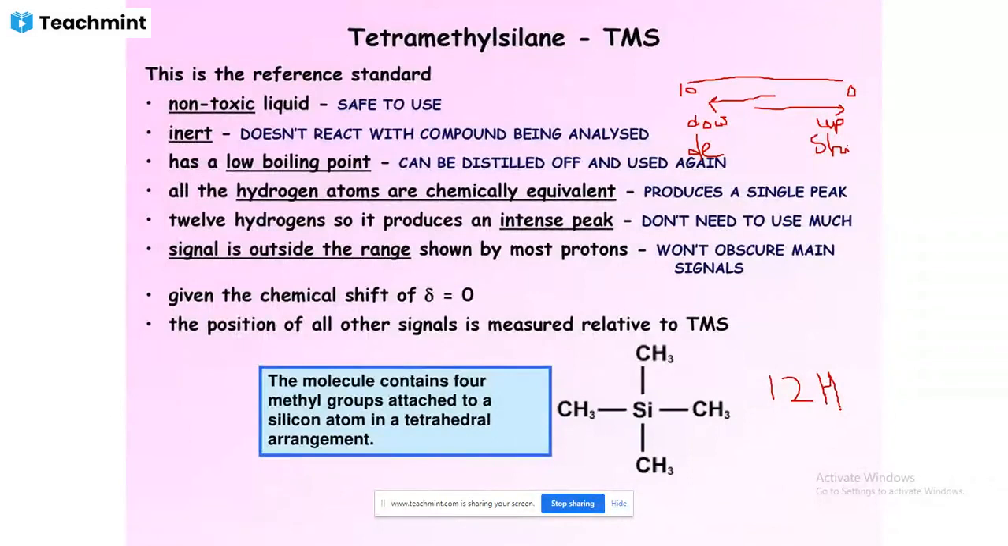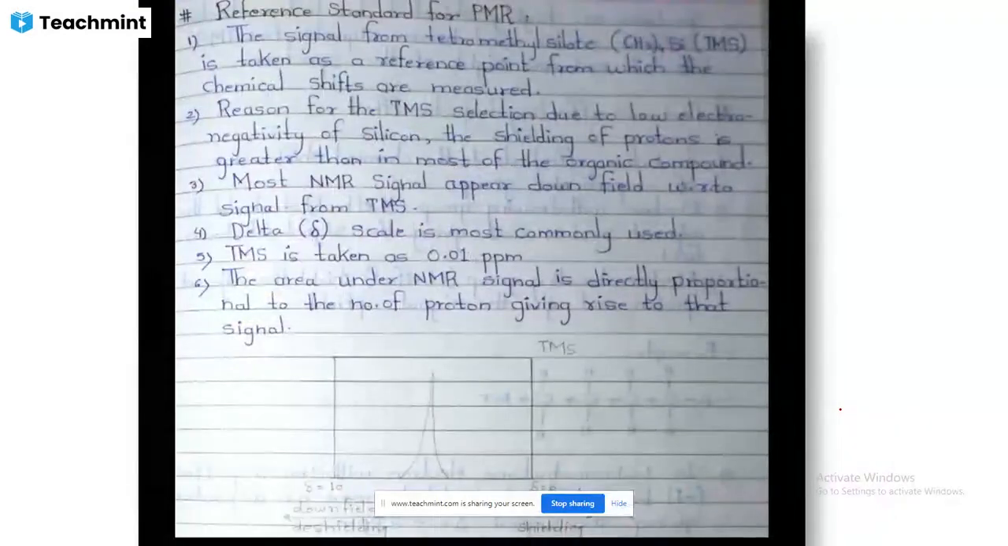So here it is important that the molecule contains 4 methyl groups attached to a silicon atom in a tetrahedral arrangement, and all the 4 CH3 groups are equivalent in nature, having a single and sharp peak, having the highest intensity of that particular peak, and that is considered as a reference standard for the proton magnetic resonance spectroscopy. This is also given in our notes. Okay, we are using it as a reference standard.